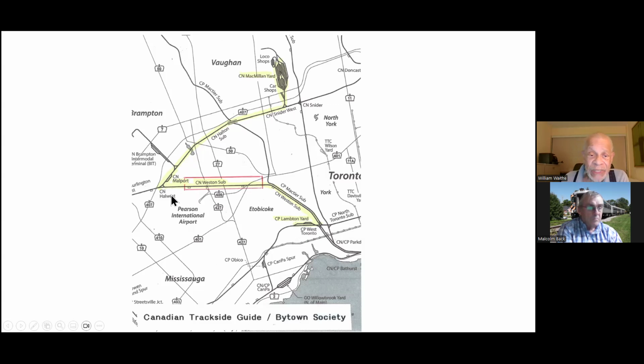The initial layout, which we had in 1999, was in the basement of a townhouse, and it covered just the Weston sub itself. Now, with a bit more room, I've included the Halton sub, which leads from the Macmillan Yard to a storage yard at Malport and to the junction where there's an exchange with Canadian Pacific. The Macmillan Yard was once the largest classification yard in Canada and in fact in North America. It's second now to the yard in Winnipeg.